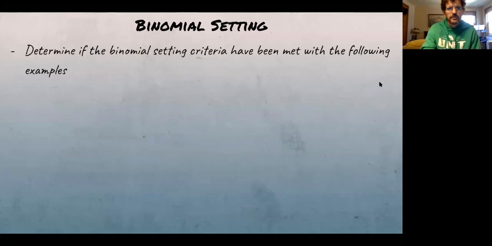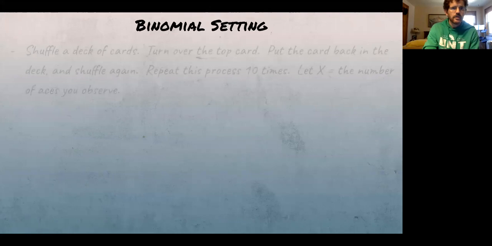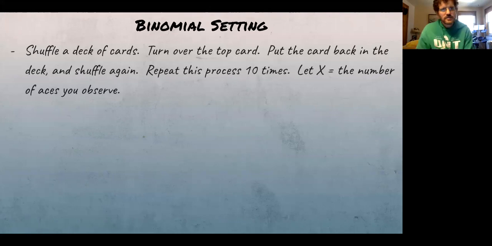Okay, so we're going to look at a few examples. The only thing we're doing for the first couple is figuring out if the binomial setting criteria have been met. All right, so shuffle a deck of cards, turn over the top card, put the card back in the deck and shuffle again. Repeat this process 10 times. Let random variable X equal the number of aces you observe.